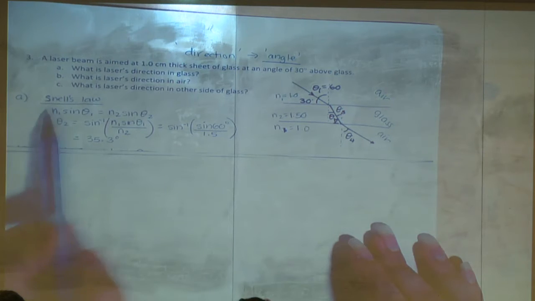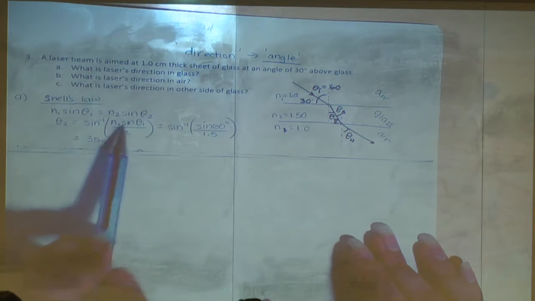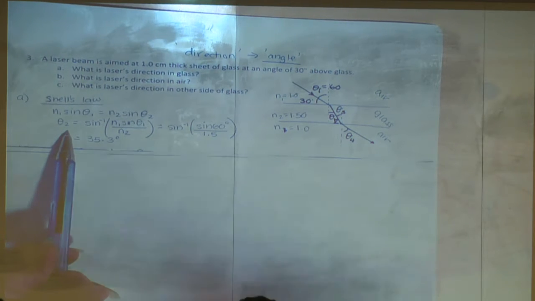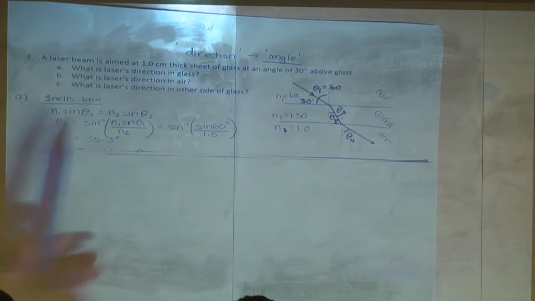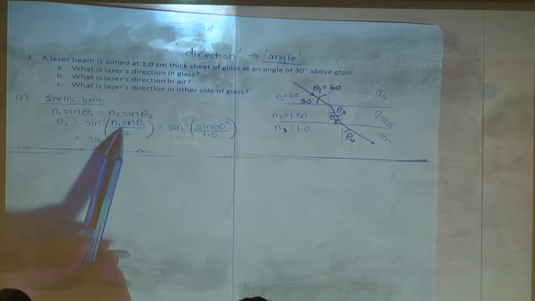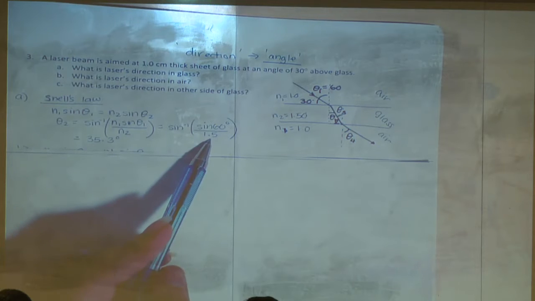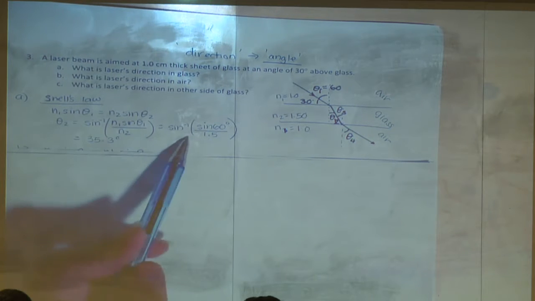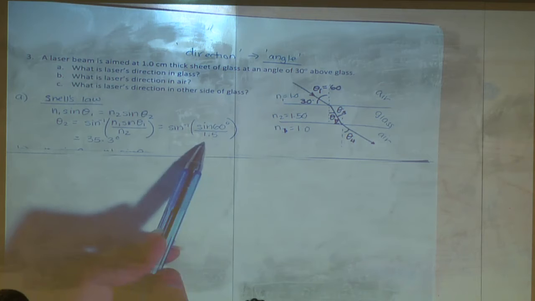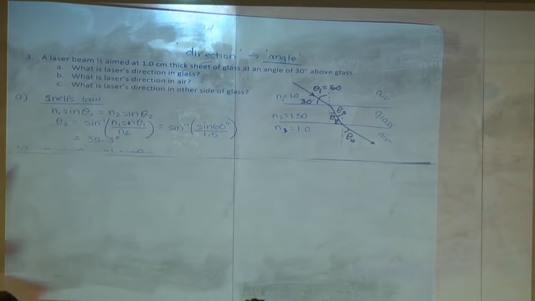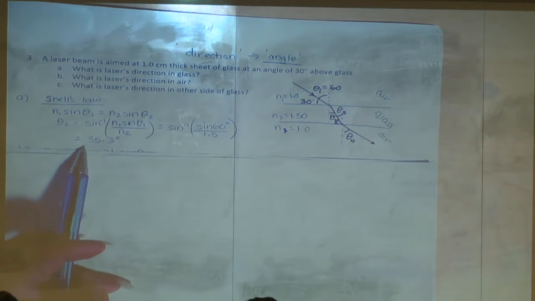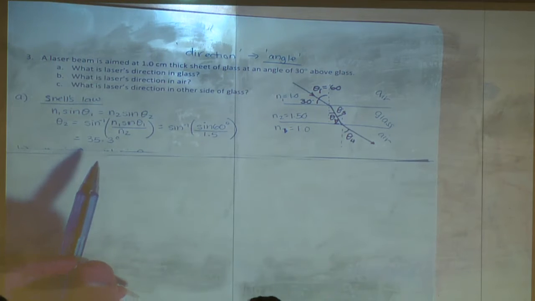You move everything on the side to the right side to isolate theta 2. So then that will give you arc sine of n1 times sine theta over n2, and then the whole thing is arc sine. So then you find the n1 is 1. So then that just gives us sine of 60 over 1.5. If you plug that into your calculator, that should give you 35.3. So that's our theta 2 right here.